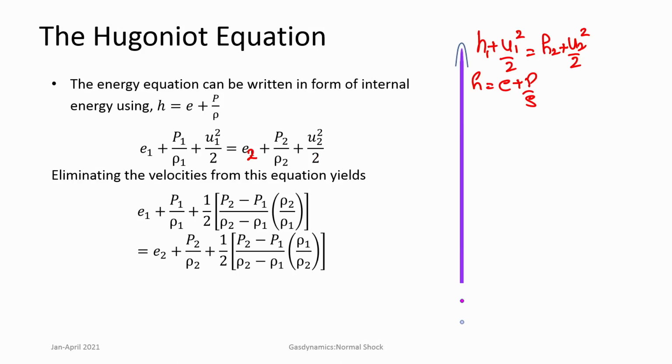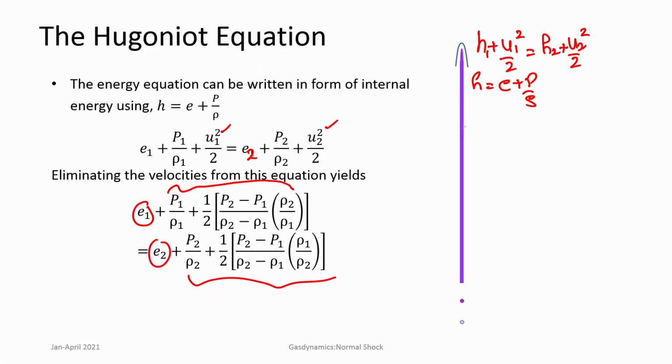Now we have the expressions for u1 square and u2 square just from the previous slide. We substitute that here in these terms, and we get (P2 minus P1) by (rho 2 minus rho 1) times rho 2 by rho 1. Now this can be simplified because you have all the terms related to pressure and density over here, and you have energy terms over here.